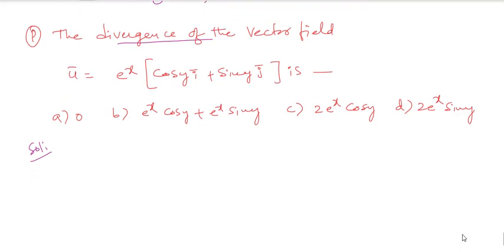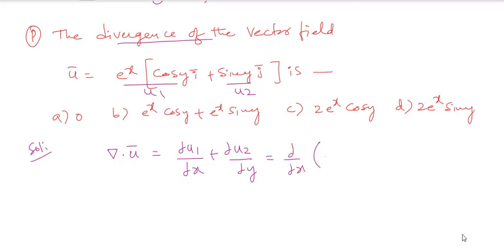Divergence means del dot u bar, which is nothing but dou u1 by dou x plus dou u2 by dou y, since only two functions were given. So it is dou by dou x of e power x cos y plus dou by dou y of e power x sin y. Just try to do that differentiation.